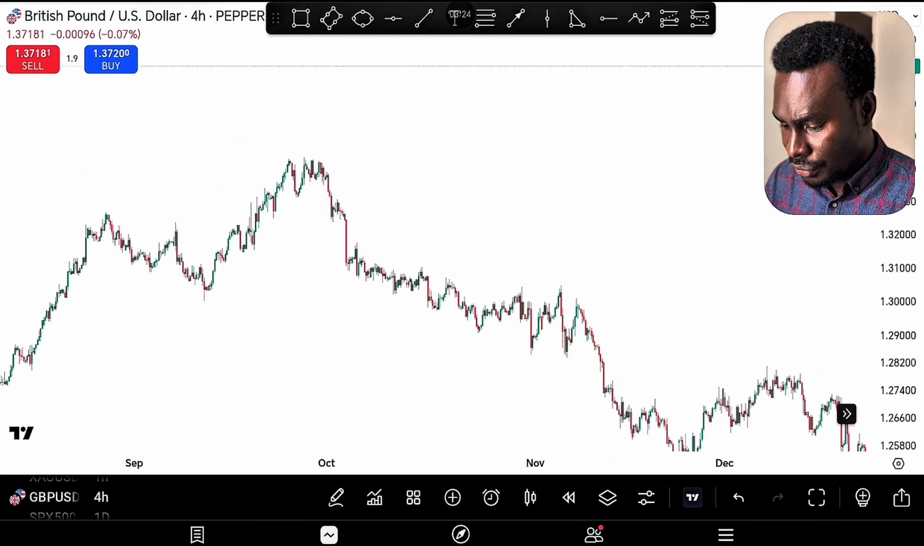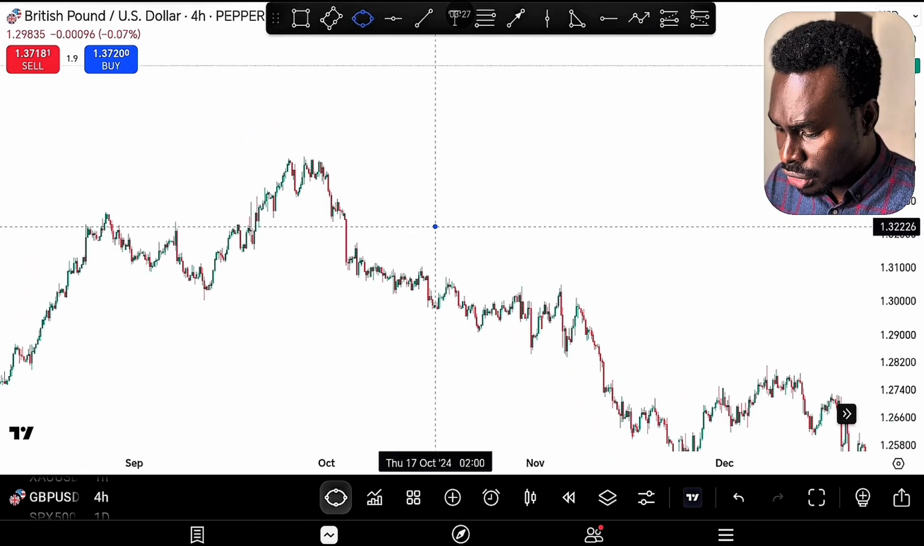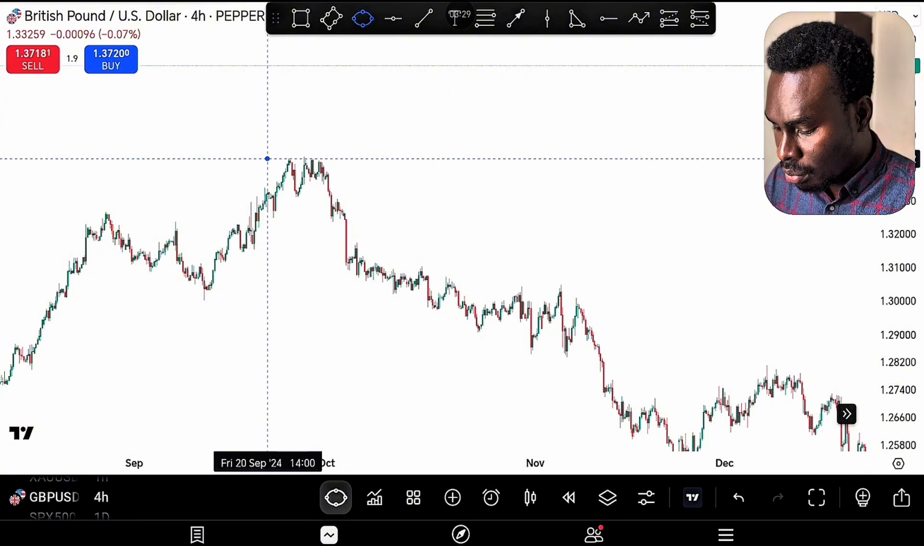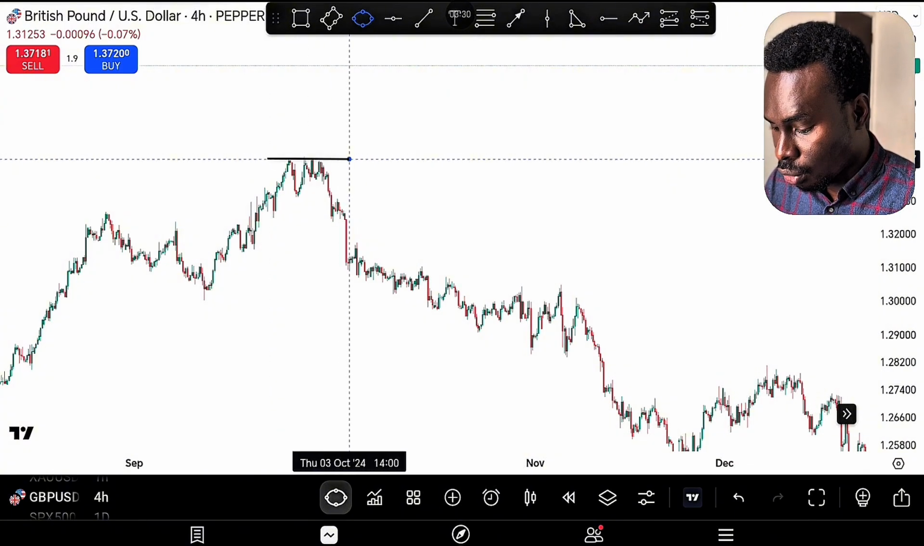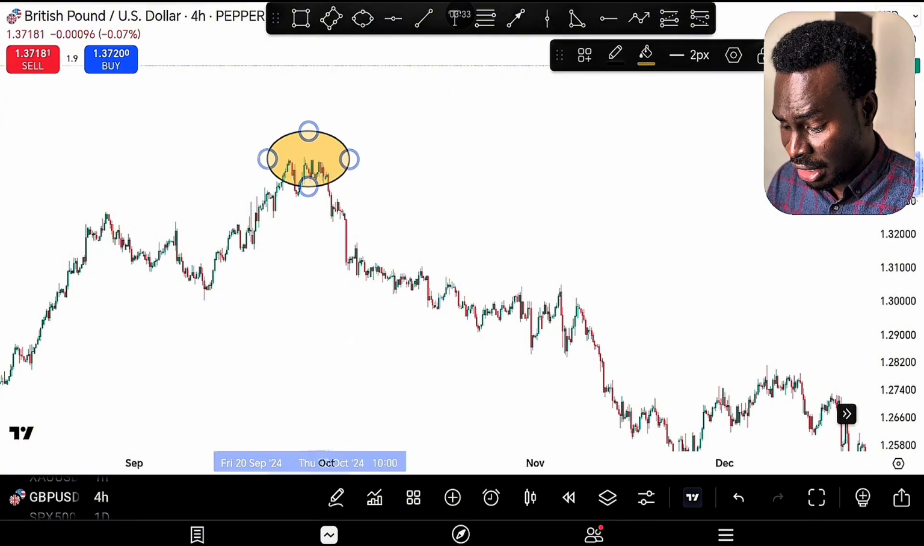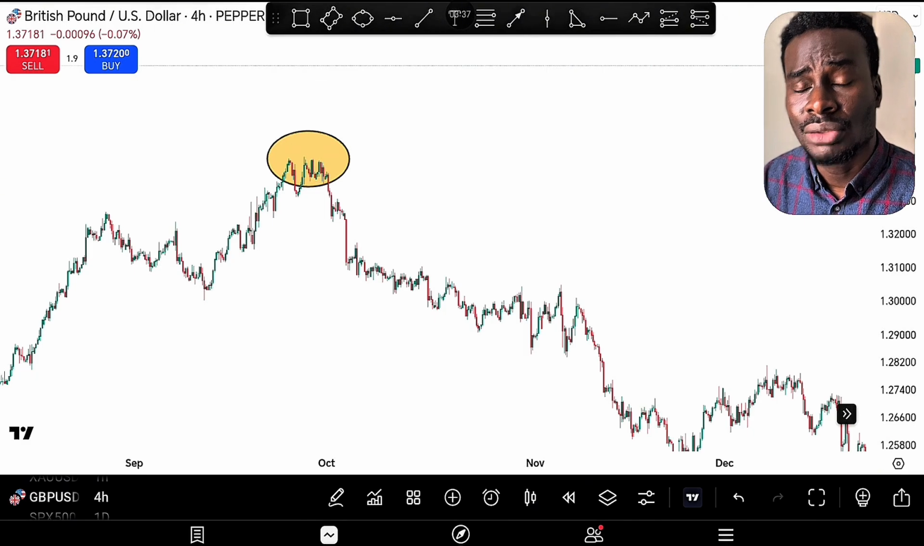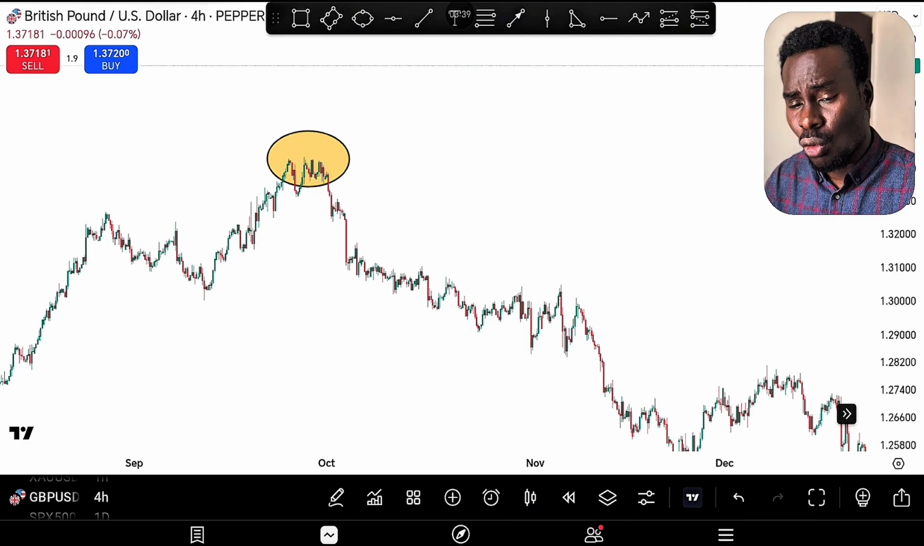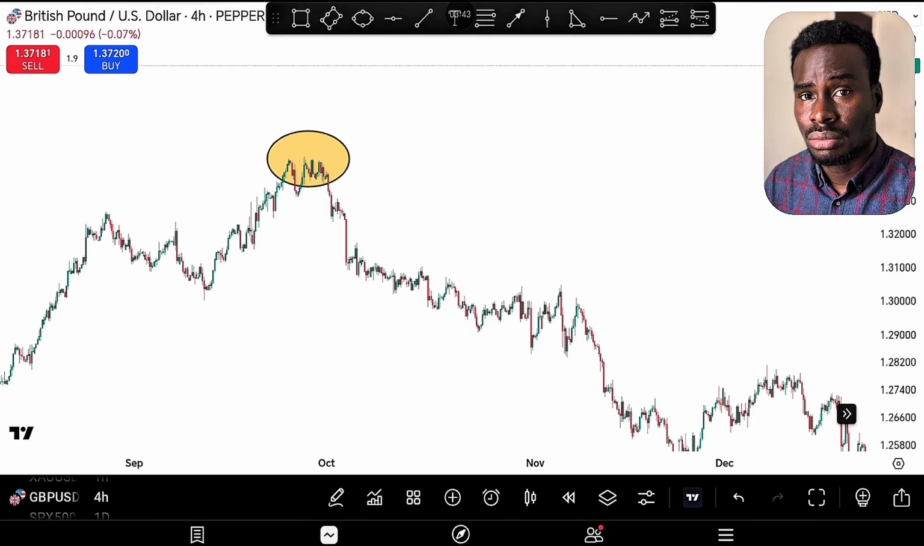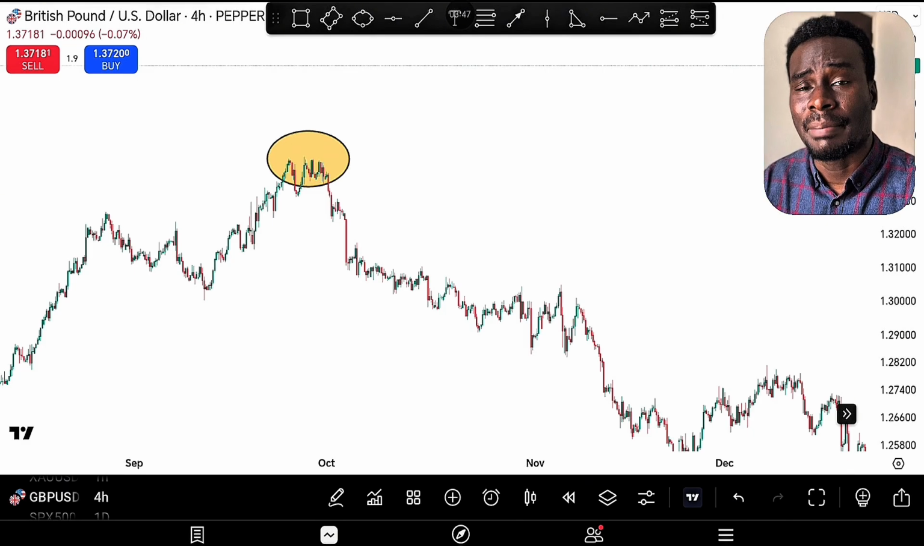This is GBP USD, and you should only draw your trend lines from most obvious points or swings. So this is an obvious swing. Now, this is an obvious swing that is made up of clusters. Sometimes your trend line doesn't actually need to come from one particular candle. It can come from a series of reactions around a particular point.